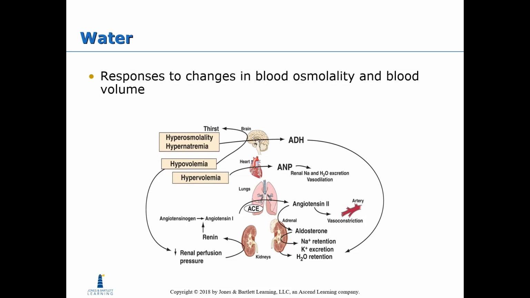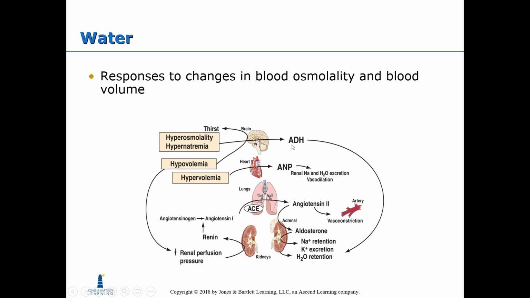This is a diagram that I'd like you to review that talks about responses to changes in blood osmolality and blood volume. If you have hyperosmolality, hyper means too high, osmolality, we're talking about that concentration relative to water, so we have too much solute. Typically, the side effect of having that would be thirst. Hypernatremia is also another cause of this, but this is going to signal to the hypothalamus to produce antidiuretic hormone, which is then going to be released from the posterior pituitary.